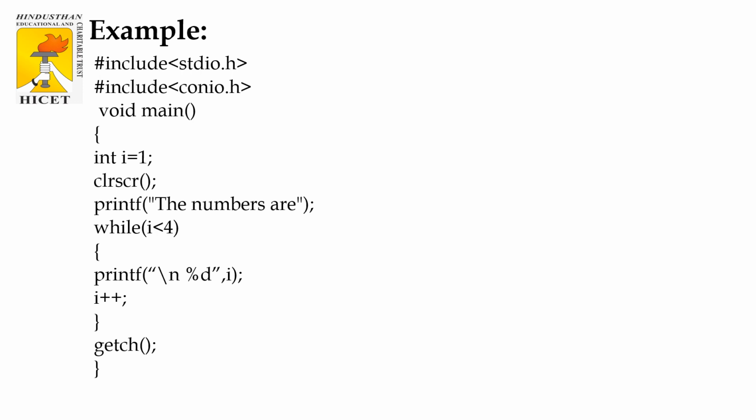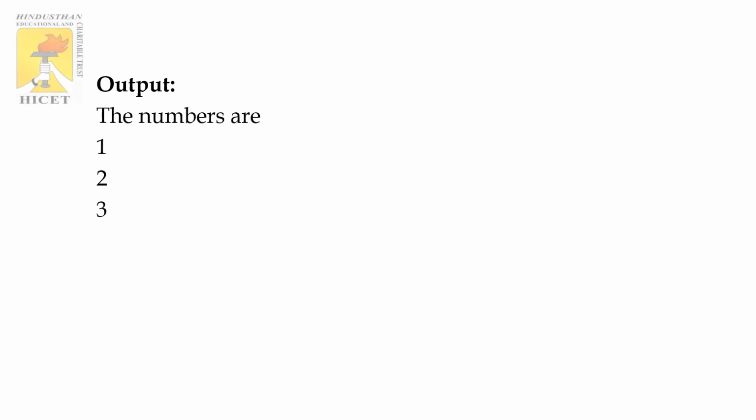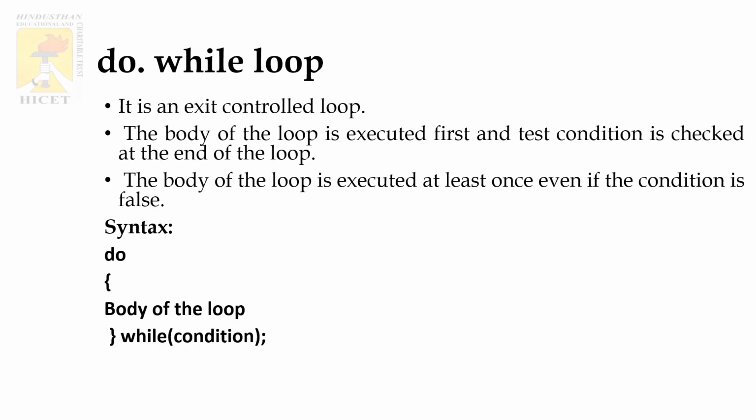Now we will check how it works. The i value is 1, which is less than 4. Then the i value 1 will be printed first. Then the i value will be incremented to 2. Then 2 is less than 4, and the next printed value is 2. Then again 3. Then the next i value will be 4. Then the condition will be checked: 4 less than 4. It will be false, so we get out of the loop. Here is the output for the while loop: 1, 2 and 3.